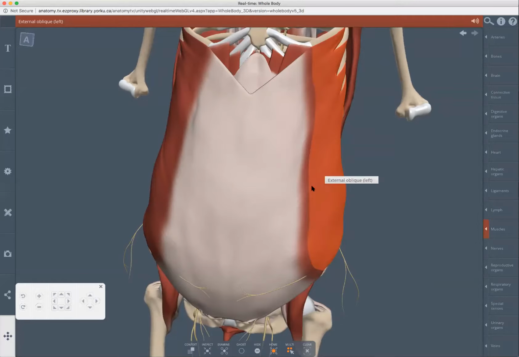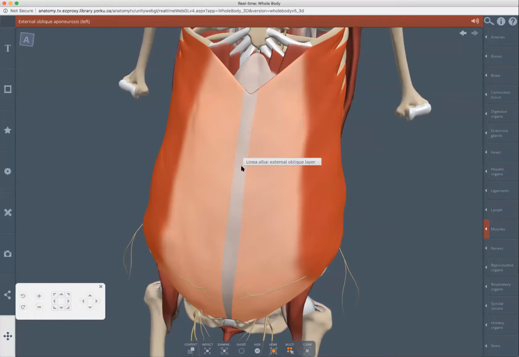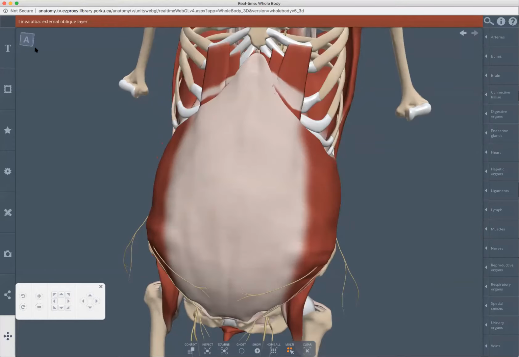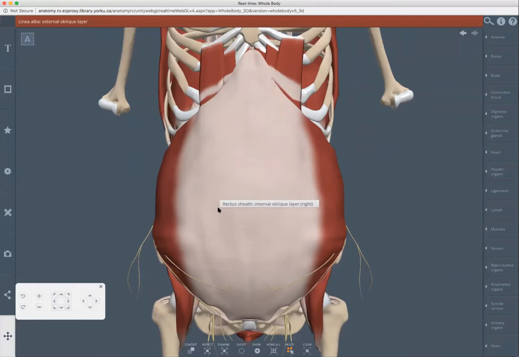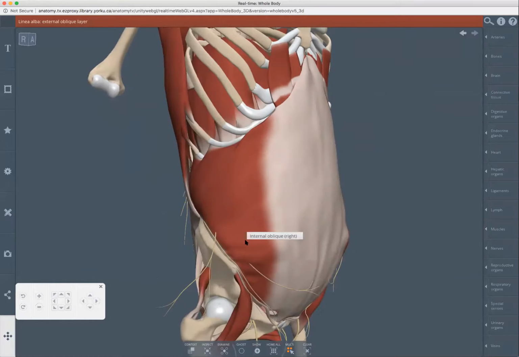Now we're going to get rid of the external oblique. We have a few more things here, so we'll get rid of all of that. Now we are at the next level down, which is the internal oblique. I want you to notice the direction of the fibers here, because that is a great way to know what you are looking at.